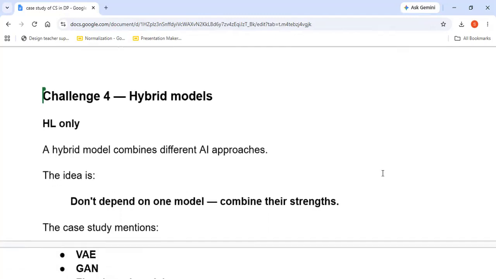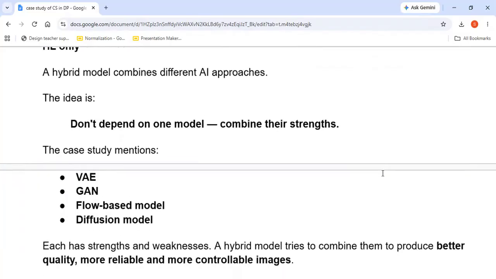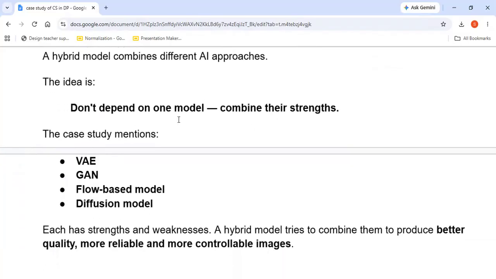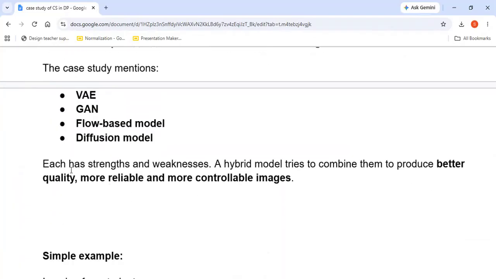Coming to challenge four, hybrid models. What is a hybrid model? It is a combination of different models. So we will not depend on only one model. We will try to combine the strengths of the other models like GAN, flow-based model, diffusion model, and VAE. Each has its own strengths and weaknesses. A hybrid model tries to combine them to produce better quality and more reliable results.